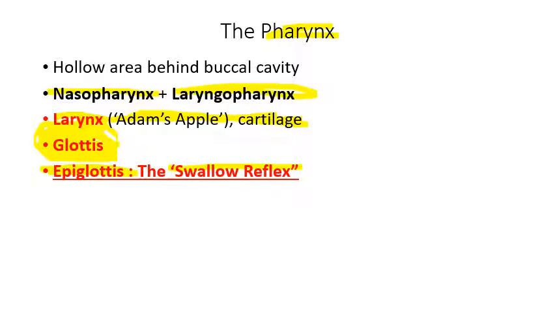Now you notice that when you swallow, you can't breathe. And the reason for that is because the epiglottis has closed like a lid to cover the top of the trachea, leaving the esophagus open, so the food will go from your pharynx down into the esophagus, as opposed to any of the food or drink going into the trachea and causing you to have a coughing fit. So that is referred to as the swallow reflex, and that's a function of the epiglottis.